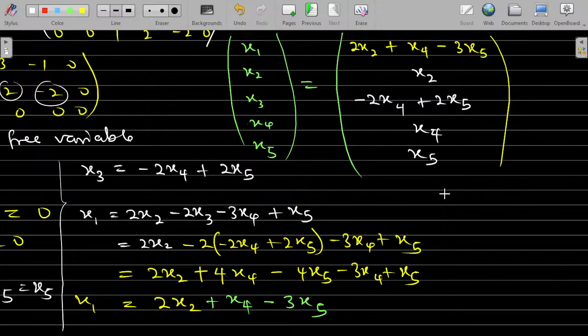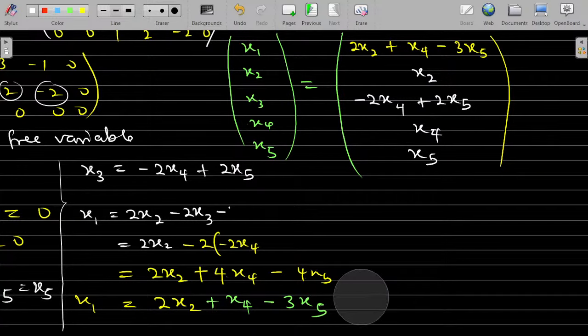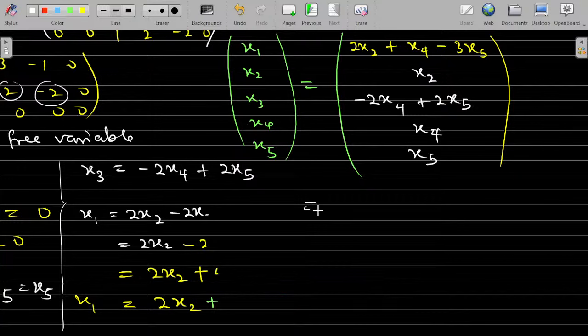Okay, let's try to finish up. Of course, I can end here because this is the end of question 5. So from here we can split this into x2, x4 and x5. For x2, we have x2 in row 1 is 1, in row 2 is minus 2, in row 3 is 0, and in row 5 is 0. So this will multiply x2.